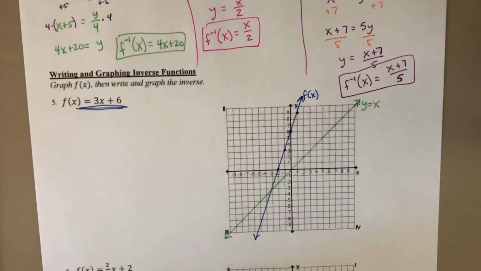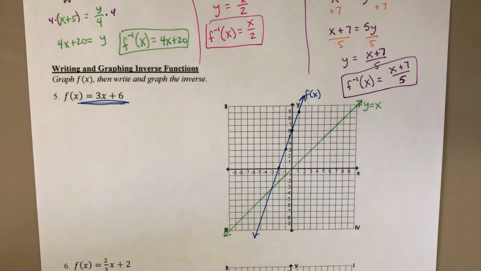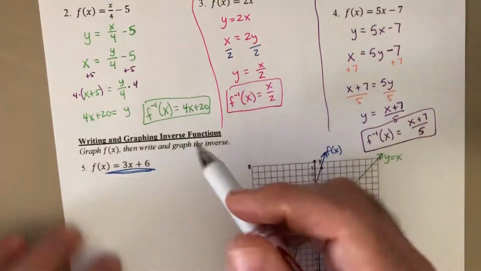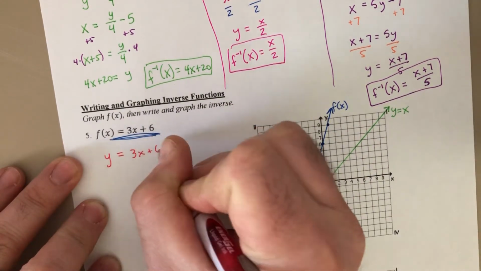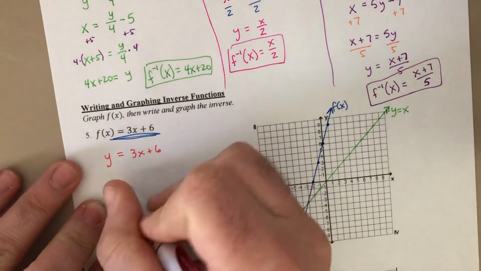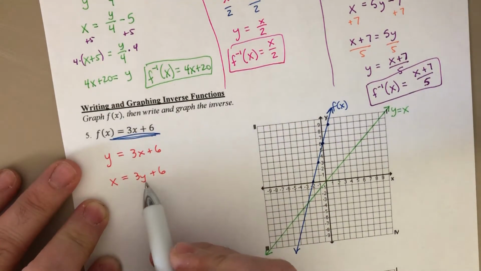And so we're going to now go ahead and get the inverse of that. And it'll be, again, a mirror image. It'll be a reflection over this green line, y equals x. But to find it, let's apply what we did up here, right? So we're going to replace f of x with y. We're going to swap their places. And now solve for y.